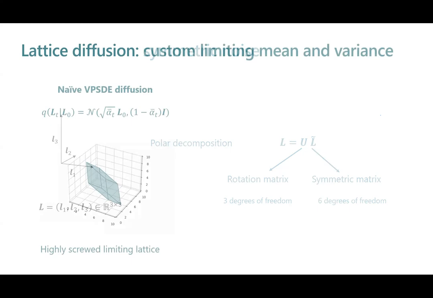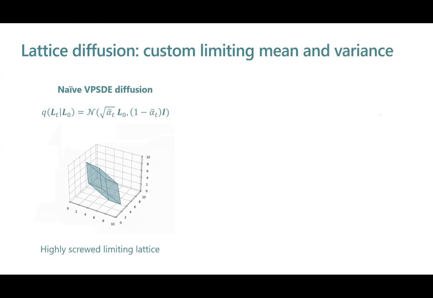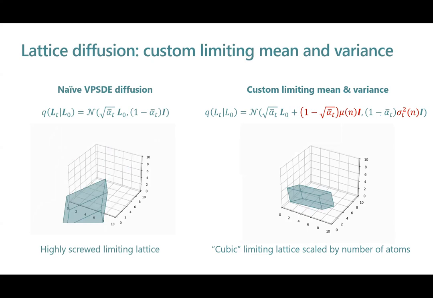Another thing that we introduced for the lattice diffusion is that we adjust the limiting mean and variance for the lattice diffusion. Let me explain what that means. If you are familiar with the normal diffusion process, it's called a variance preserving diffusion process. Then at the limit, for your variable, you will have a Gaussian that is centered around zero. But for the lattice, that's not optimal, because if you have a very small lattice vector, usually it means in one dimension it's almost zero, so it's going to be a highly skewed lattice that causes a lot of instability during the training. So the idea is to add an additional term so that the mean will not be zero. It will actually be a cubic, which is also quite reasonable from physics. And we also rescale the cubic so that it scales together with the number of atoms in the unit cell. This significantly improves the training stability.